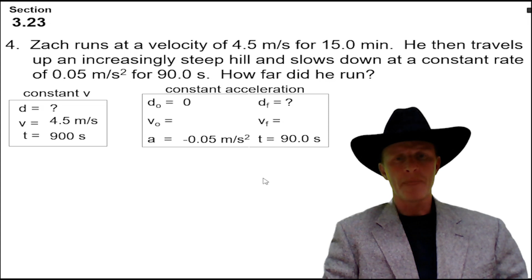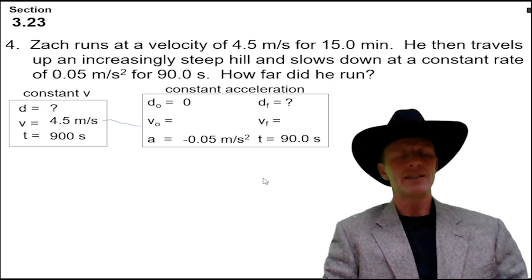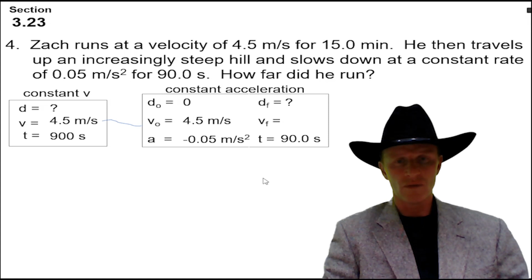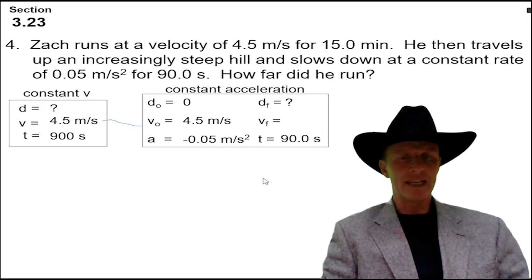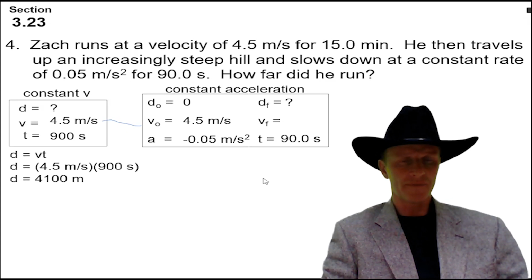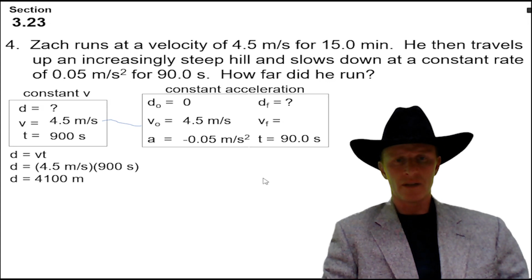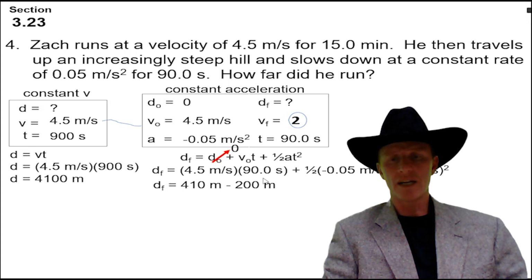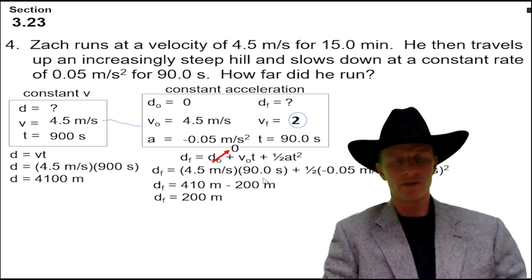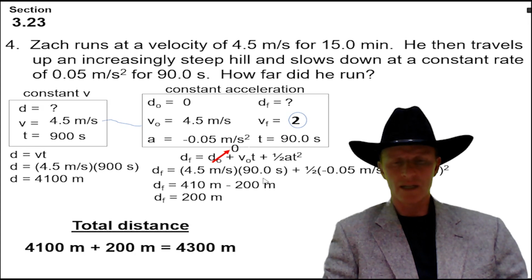Remember, DO is 0 and they are linked. If you can remember that this data is linked, then that gives you that VO. So we can use the second equation in the big box to solve for the unknown, the DF. Multiply those two together, 2 sig figs, we're looking at 4,100. And then on big box, equation 2, we're going to be looking at 1 sig fig on that 0.05. So 4.5 gives that 410 minus 200 to 1 sig fig. To the nearest 100, it would be 200. So putting them together, we got 4,300 meters would be the total distance.